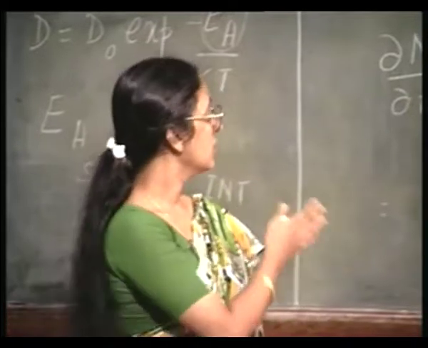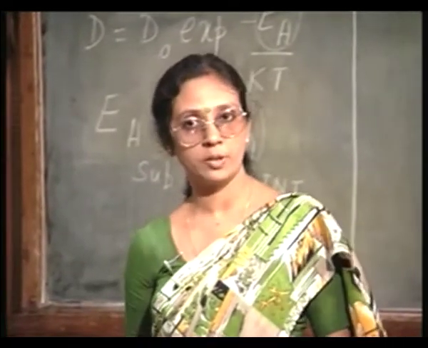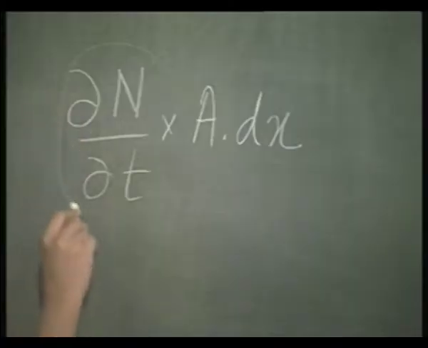So, the rate of accumulation of the dopant atoms will be given by the rate of change in concentration multiplied by the incremental volume. So far so good.